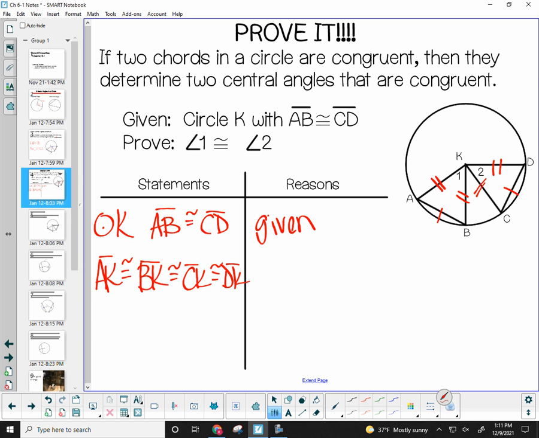So do we have all of our pieces? Yes. Yep, it's a good combination. Oh wait, I forgot to write my reason here. Because all radii in a circle are congruent. So all radii in a circle are congruent. Yep. Like Hawaii. So all radii in a circle are congruent.